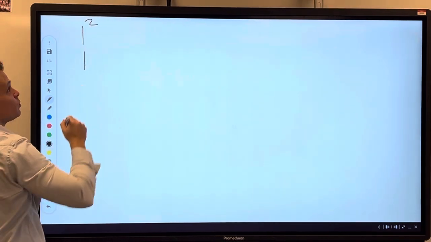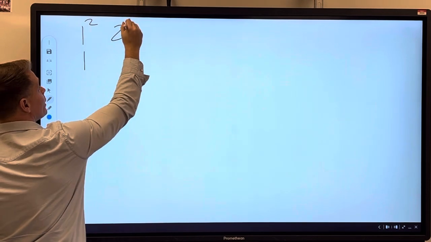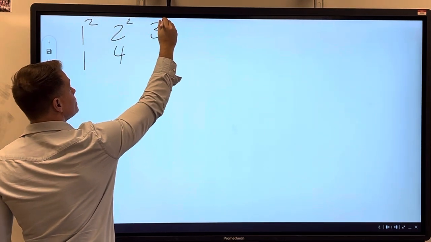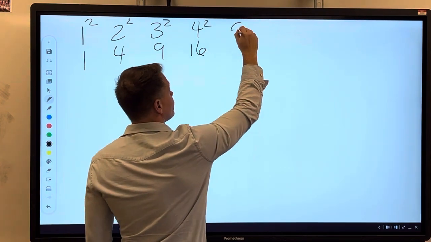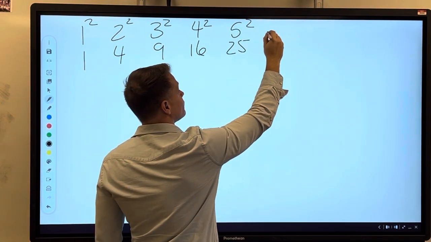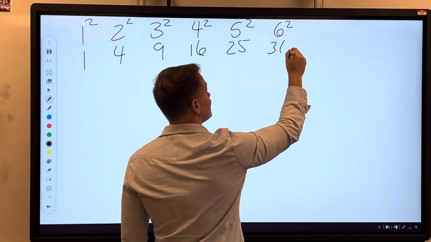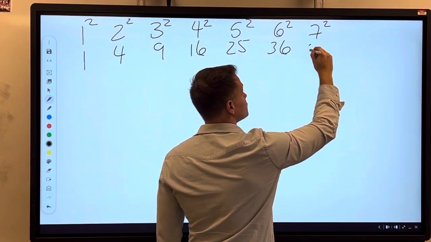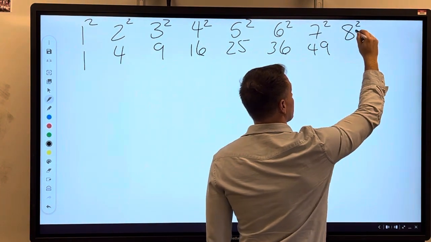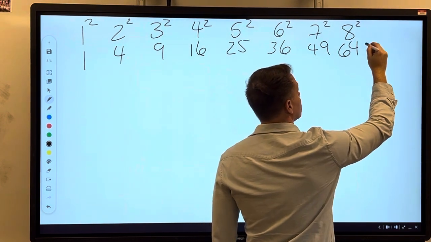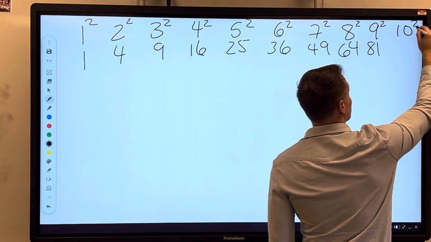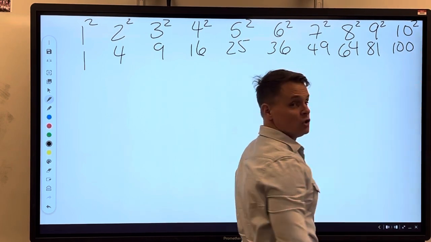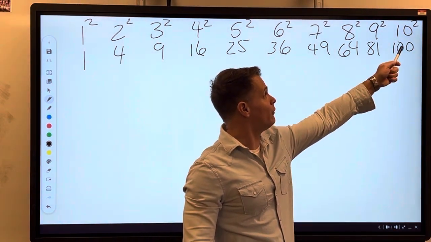1 squared is 1. Two of the same numbers multiplied together. 2 squared is 4. 3 squared is 9. 4 squared is 16. 5 squared is 25. 6 squared is 36. 7 squared is 49. 8 squared is 64. 9 squared is 81. 10 squared is 100. So that means that the square root of 100 is 10.